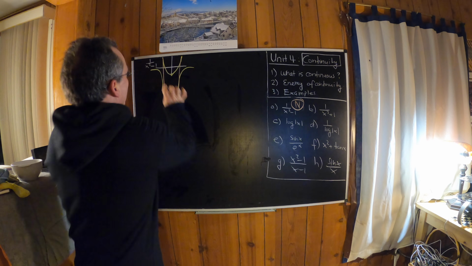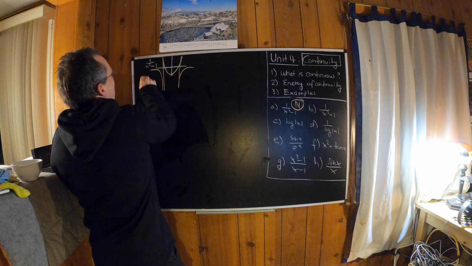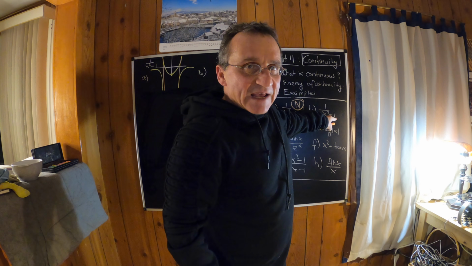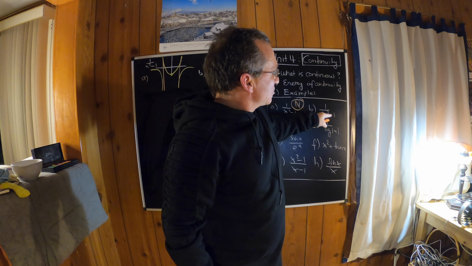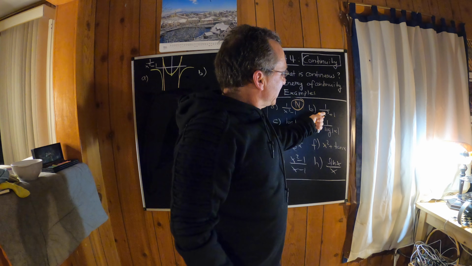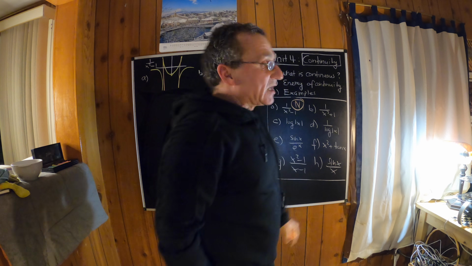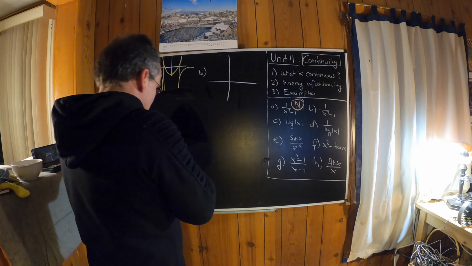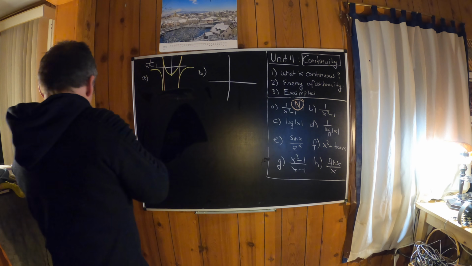The second example, b. What happens here? We have no problem. We never divide by 0. So x squared plus 1 is continuous. 1 over x squared plus 1 is continuous because we never divide by 0. And indeed, that's an important function. It's called the Maria Agnesi function.